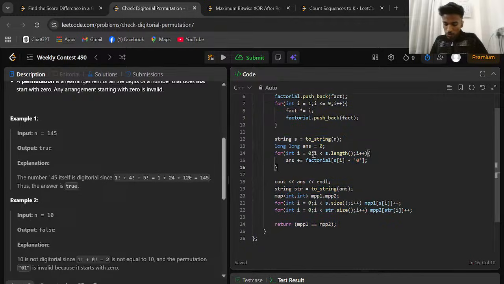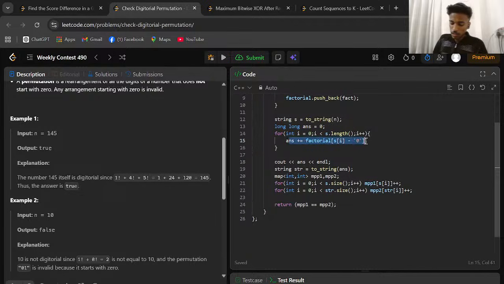Okay. So what I am doing here is, after converting n into a string, I am calculating the factorial, like factorial of s[i] minus '0'. Whatever the digit is, I am fetching it, taking the factorial from the factorials array, and adding it in the answer variable, that is the sum variable I told you.